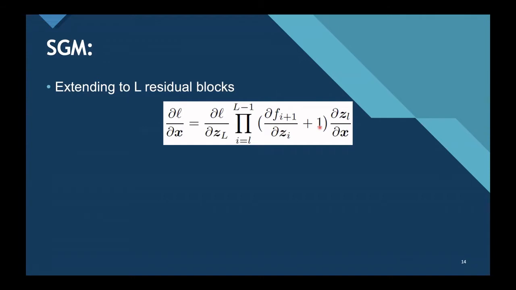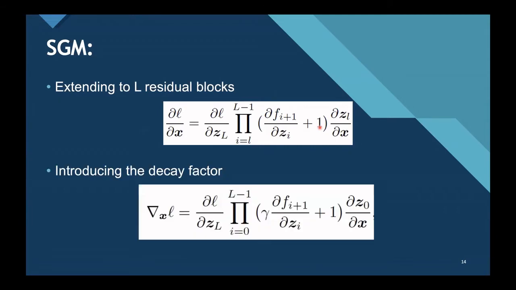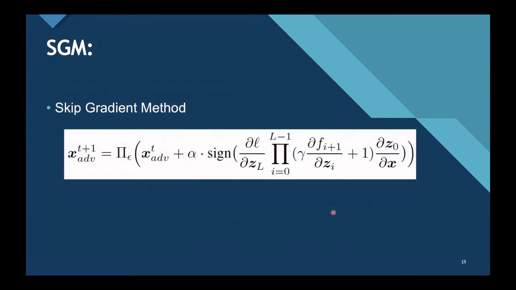They include a decay factor gamma. The decay factor gamma is here to reduce the impact of the residual model, so we keep a preference for the skip connection part of the gradient. And then we have the formula for the skip gradient method. It's this. We see here it pretty much looks like PGD. The only difference is we set the preference on the skip connection over the residual output model.